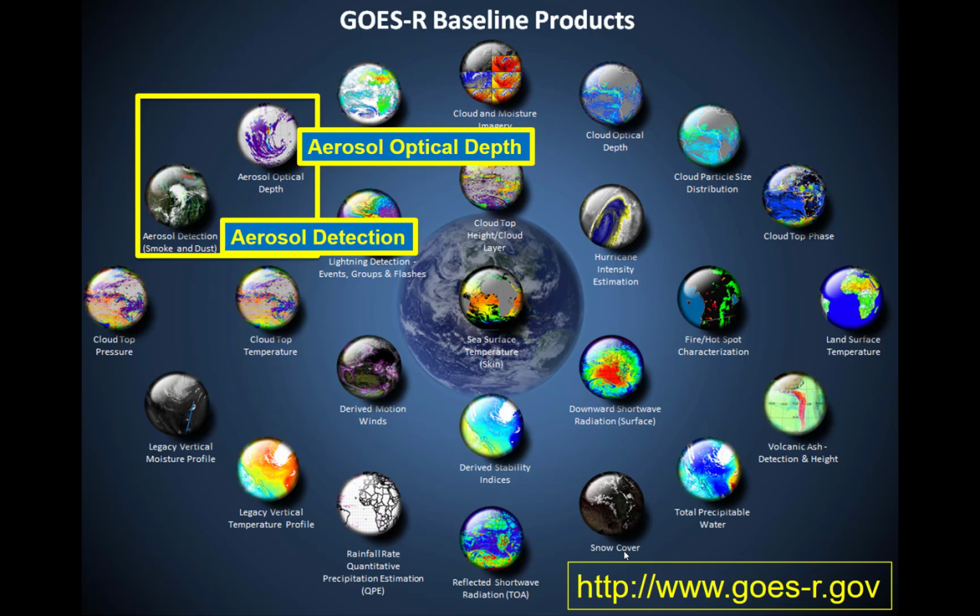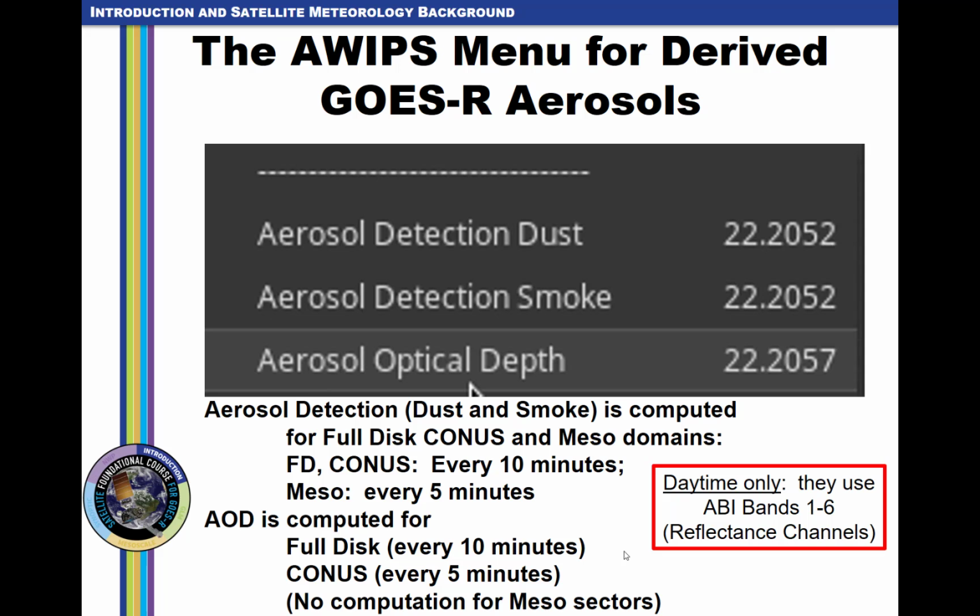Aerosol products, boxed in yellow, are just part of the many quantitative Level 2 products that are available from the GOES-R series of satellites. These baseline products are available in AWIPS under Derived Products, where you have the ability to select aerosol detection dust, aerosol detection smoke, and aerosol optical depth. Aerosol detection is produced for all three sectors: full disk, CONUS, and meso. Aerosol optical depth is not produced for mesoscale sectors.